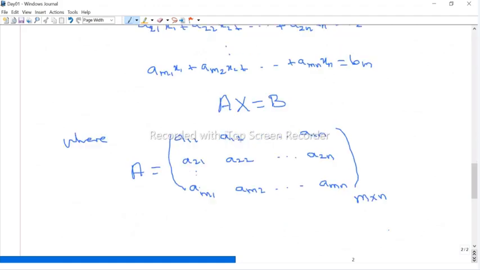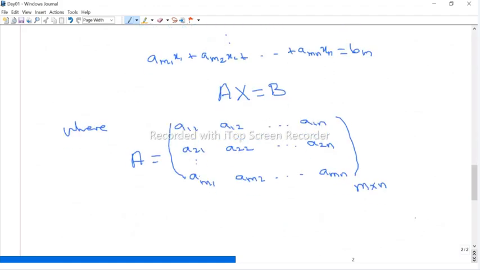This is A. Now what is this X? It is x1, x2, etc., xn as a column vector. So there are n rows.